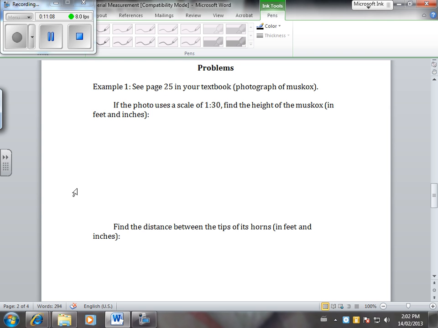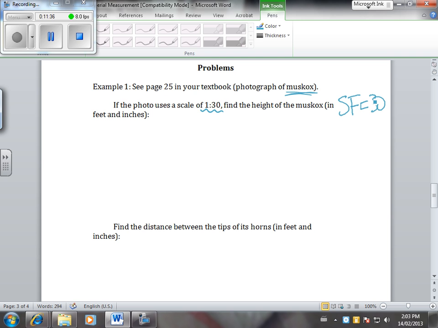Okay, so if you look in your textbook, and you don't need to look at it right now, basically it's just a picture of a muskox. Okay, you can Google a muskox if you don't know what that is. It's a pretty cool, weird looking animal. So if the photo uses a scale of 1 to 30, find the height of the muskox in feet and inches.